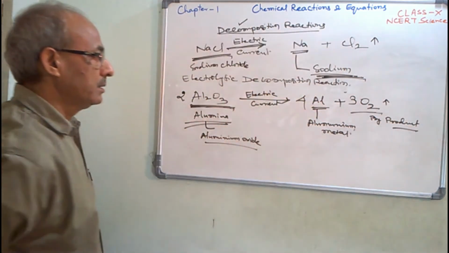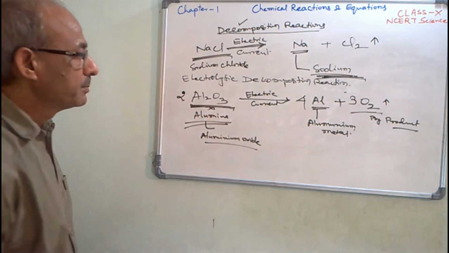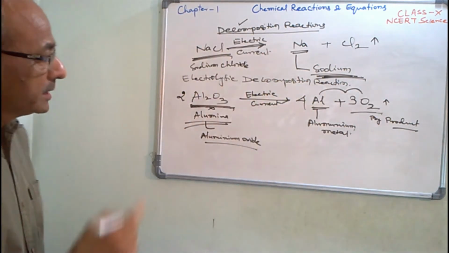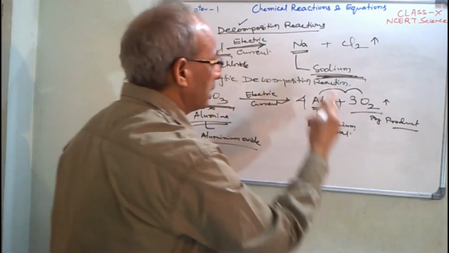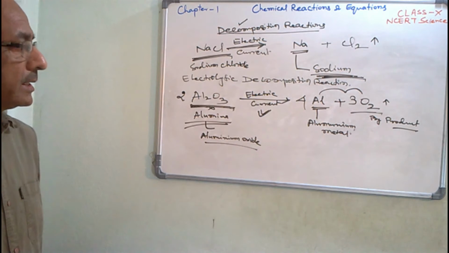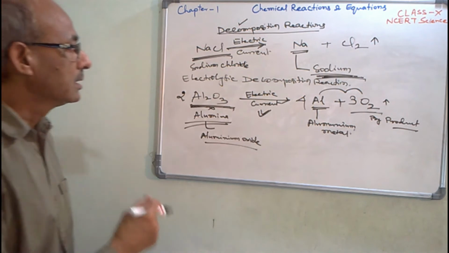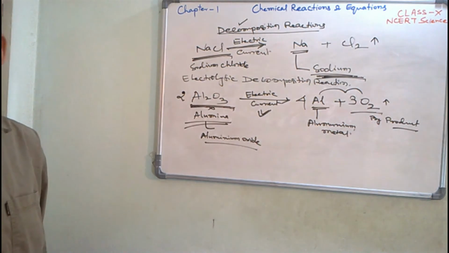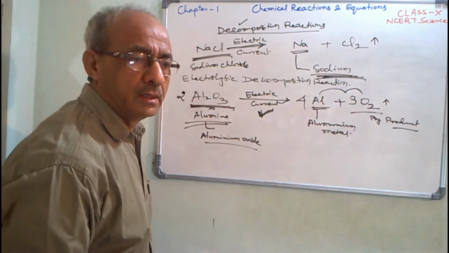As in this chemical reaction a single substance, alumina, splits into two substances, it is a type of decomposition reaction. As in this decomposition reaction the electric current is the energy, specifically this reaction is called an electrolytic decomposition reaction. Clear?